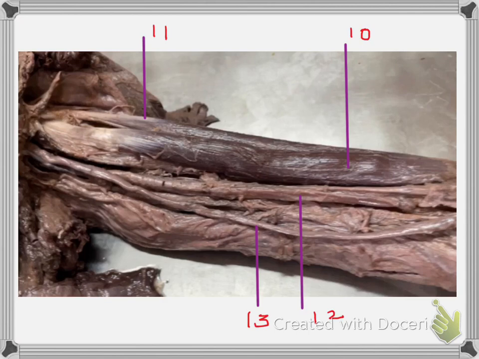And 10 is biceps. Biceps is a powerful supinator. Action is powerful supinator. All the muscles of this compartment, the flexor compartment, are supplied by musculocutaneous nerve.